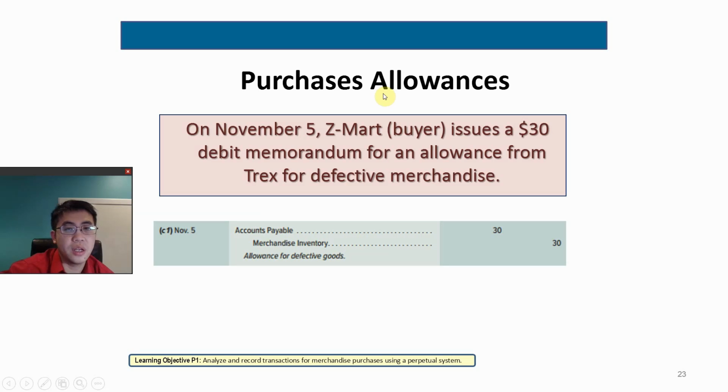So for purchase allowances, this is our story. On November the 5th, the buyer, or you, issues a $30 debit memorandum for allowance from Trex for defective merchandise. So that means some of the merchandise, some of the product is damaged, okay? It has shortcomings. So then you would ask the seller to give you a $30 credit. So what would happen is the accounts payable will be reduced by $30. Okay, so when you pay them in the future, you will pay them $30 less. And your inventory right here also got its value reduced. Just because you pay $30 less, your inventory value also is reduced by $30.